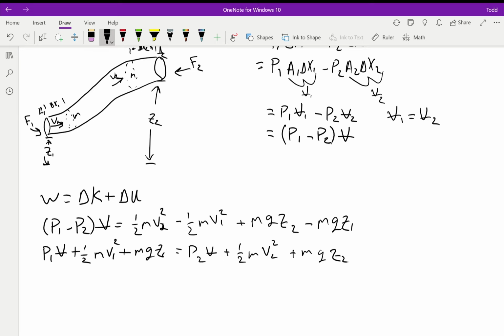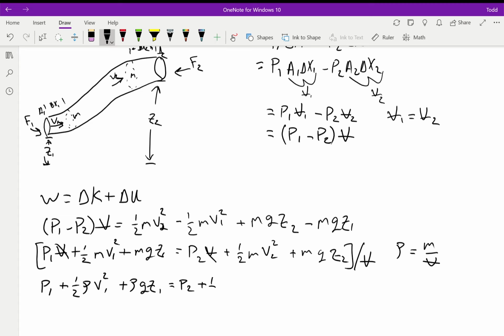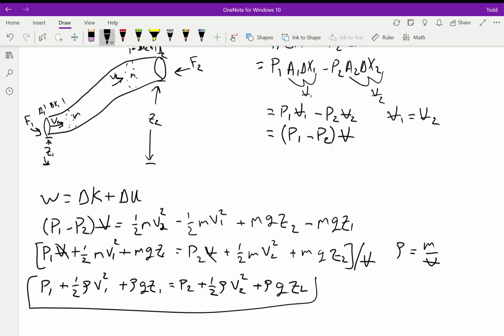Then we know that density is mass over volume, so we can divide this by volume. That will cancel out, that will cancel out. So that gives P1 plus 1/2 density velocity squared of 1 plus density gravity height 1 equals P2 plus 1/2 density velocity squared of 2 plus density gravity height 2. And there we have Bernoulli's equation using conservation of energy.